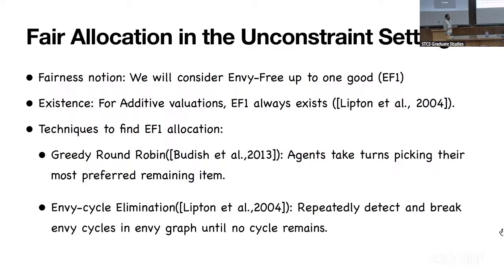The next technique is envy cycle elimination, where if we have an allocation, we create an envy graph out of it. If there is a cycle in the envy graph, we remove the cycle, and then we allocate the item to an agent in the topological ordering. Similarly, we again remove the cycle and repeat the process. This envy cycle elimination works for monotone valuations also, and it also works for EF1.